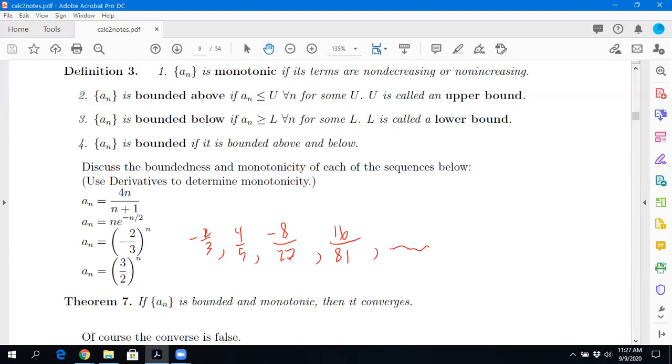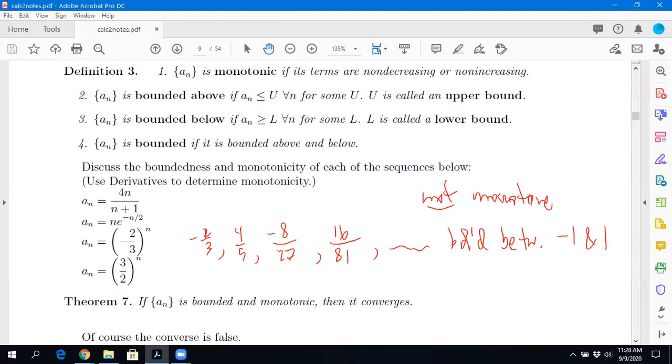Can you think of two numbers that trap this thing the entire time? A -1 and a 1 would work, because this thing is getting smaller and smaller the further I go out, in absolute value. So this thing is bounded between -1 and 1. But careful, is it monotonic? No, it is not monotone.